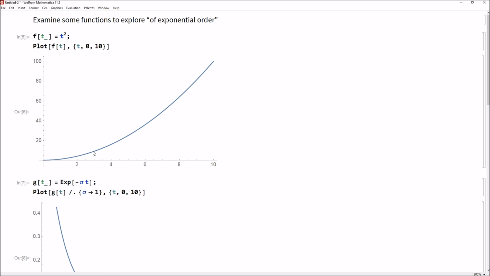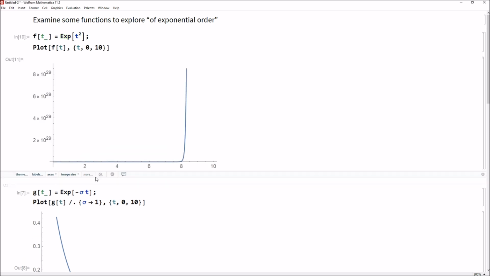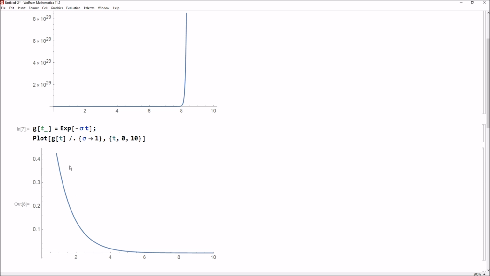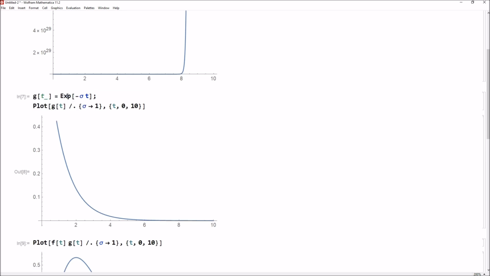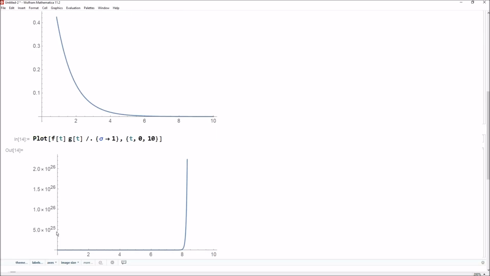Now, we can flip that question around. What if f was different? So for example, what if f was e to the t squared? Okay, so now this function blows up even faster. Now, in this case, let's go ahead and look at g of t. Okay, so again, using the same sigma value of 1, it still looks the same. And now let's look at the product. Now, the product here blows up to infinity.